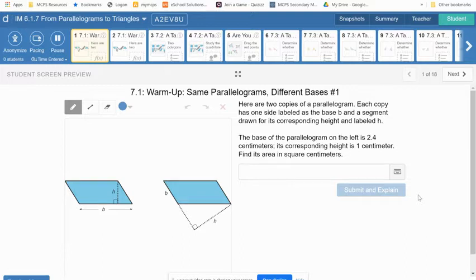Number one, here are two copies of a parallelogram. Each copy has one side labeled as the base, B, and a segment drawn for its corresponding height and labeled H. The base of the parallelogram on the left is 2.4 centimeters. Its corresponding height is 1 centimeter. Find its area in square centimeters.